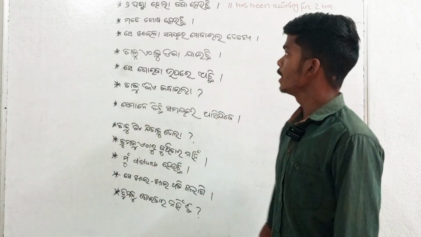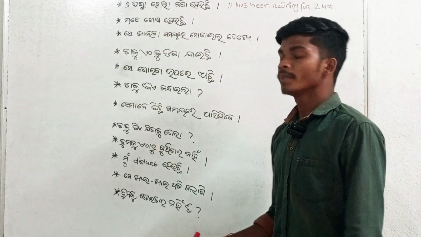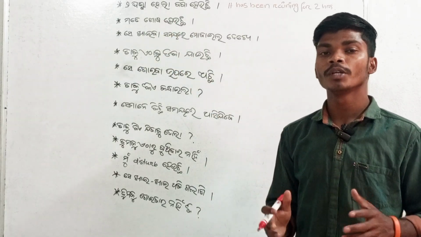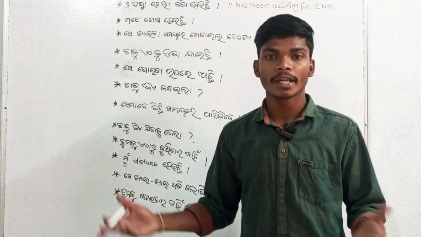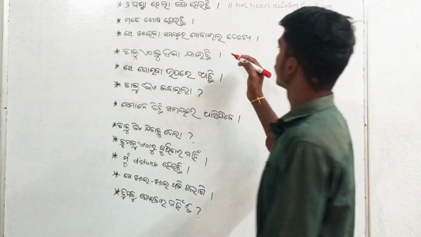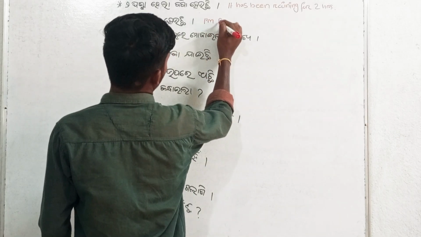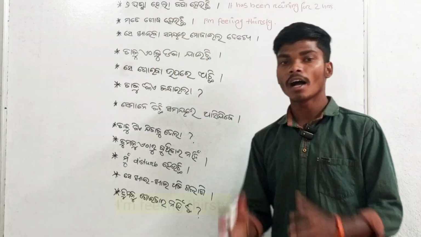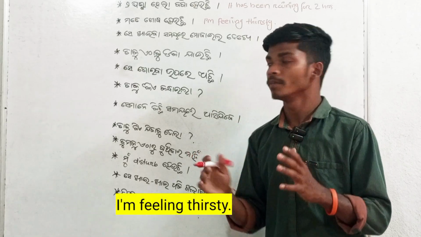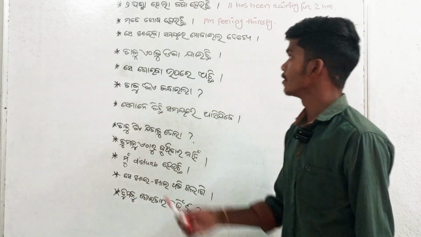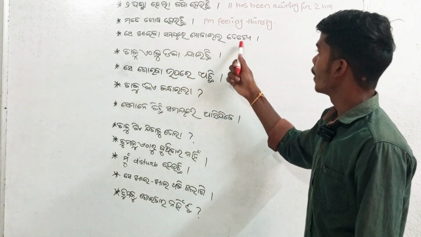Our second sentence is "mote soso heuchi". Nowadays it is about to enter summer season, so we will feel thirsty. So how can we make this sentence? The sentence will be: I'm feeling thirsty. Not "I am", but "I'm feeling thirsty".